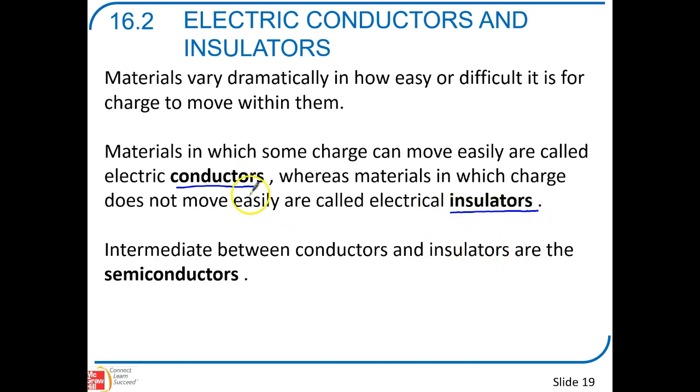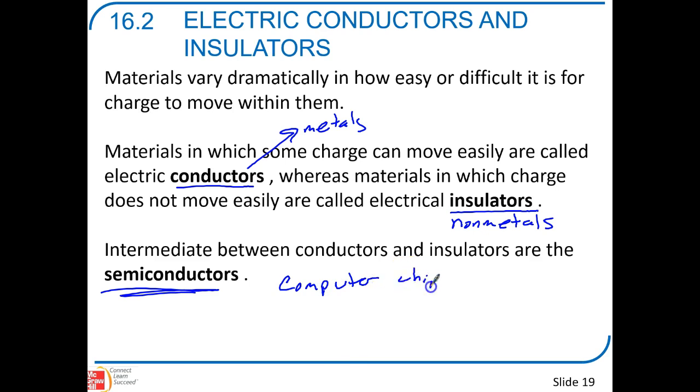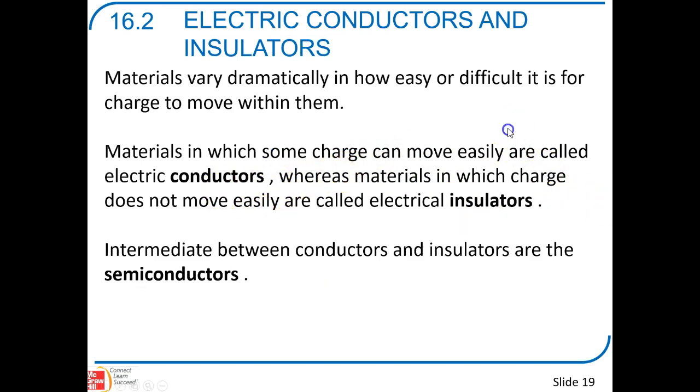So you've experienced both of these. Conductors, typically these are metals, and insulators typically are non-metals, although it doesn't always have to be that way. Intermediate between the conductors and insulators are semiconductors. You see a lot of these materials in computer chips. If you go back to chemistry, you can think about how it works out. So let's go on to the next slide.